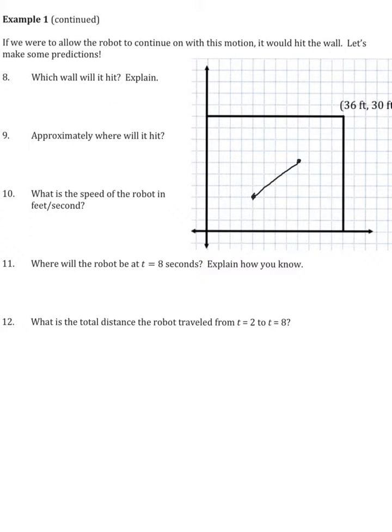If we were to allow the robot to continue on with this motion, it would hit the wall. Let's make some predictions. Which wall will it hit? So if we extend this line out, implying that we're going to continue with the same slope, it appears as though it's going to hit this wall here. So I'm going to say the vertical wall to the right.